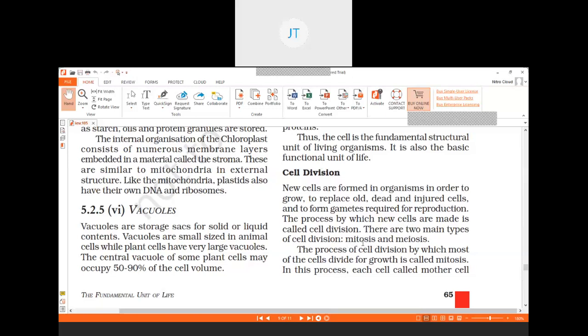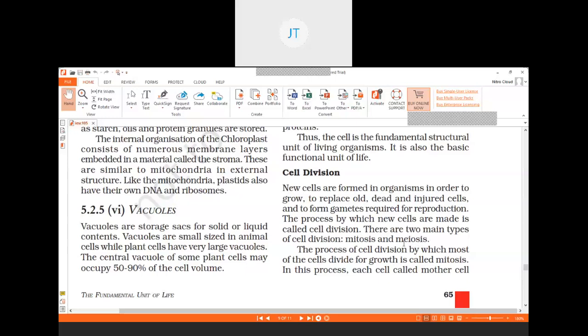And the other is the production of gamete cells. In particular, if we talk about humans, the gamete cells are the sperm cell in male and the ovum cell in female. The formation of sperm cells and ovum cells is carried out by a different kind of cell division known as meiosis.